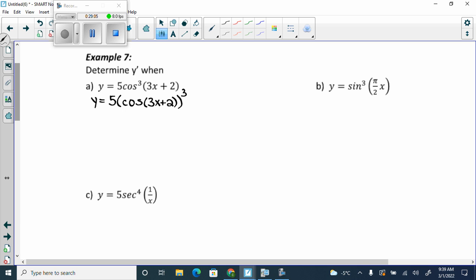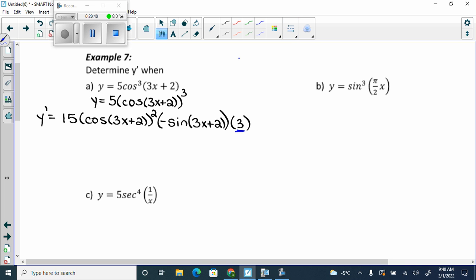So what am I going to do first? 5 times 3. Yeah, the outside. So 5 times 3, that 3 is going to drop in front, and we're going to get 15. Rewrite the inside: cos 3x plus 2 to the 2. So we've done the outside, we've done the f of the composition, right? The derivative of f. Now we have to do the derivative of g, the inside. So what's the derivative of cos? Negative sine. Anything with a c, the derivative is negative. Negative sine 3x plus 2, times 3 because of the derivative of 3x plus 2.